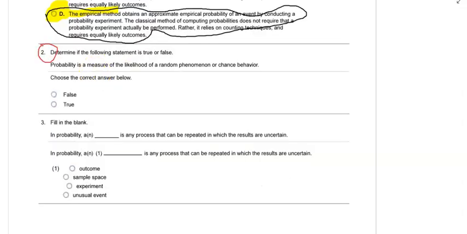Question number 2. This is a true or false question. Probability is a measure of likelihood of a random phenomenon or chance behavior. That is obviously true.